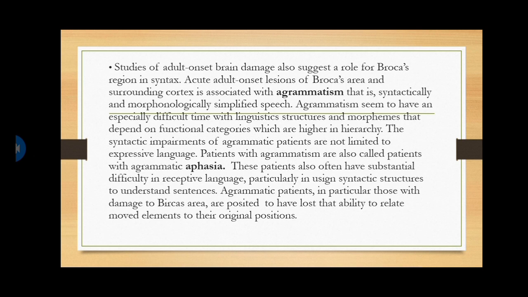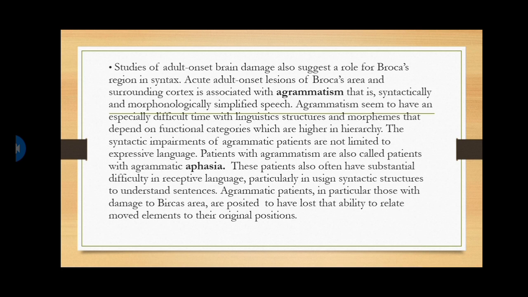Acute adult onset lesions of Broca's area and surrounding cortex are associated with agrammatism, that is, syntactically and morphologically simplified speech. Agrammatism is a difficulty with using basic grammar and syntax, or word orders and sentence structures. Agrammatism seems to make it especially difficult to handle linguistic structures and morphemes that depend on functional categories, which are higher in the hierarchy.